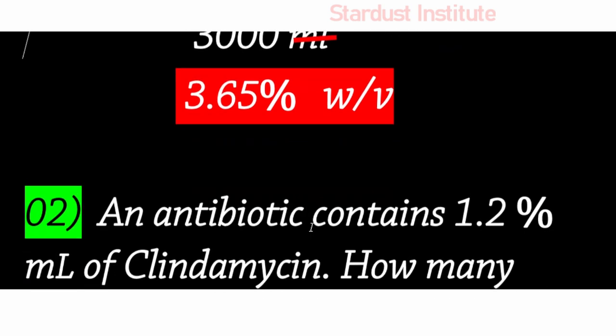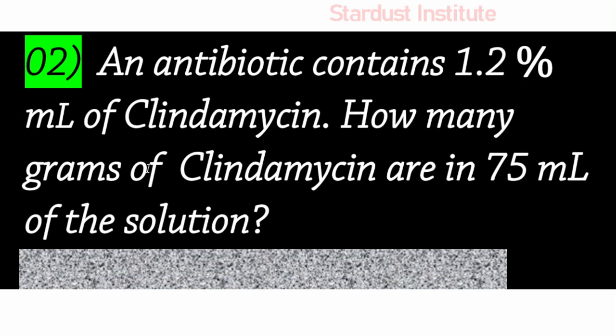Now let's go to the next problem. An antibiotic contains 1.2% weight by volume of clindamycin. How many grams of clindamycin are in 75 milliliters of the solution?